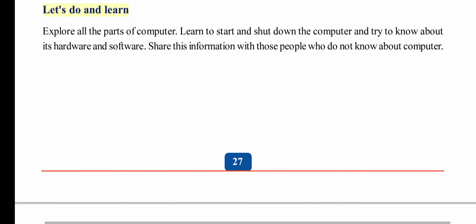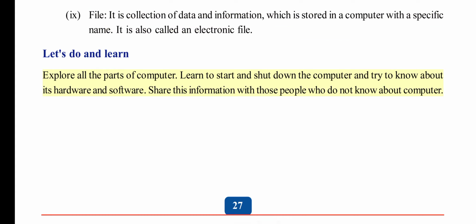Let's do and learn. Explore all the parts of computer. Learn to start and shut down the computer and try to know about its hardware and software. Share this information with those people who do not know about computer.